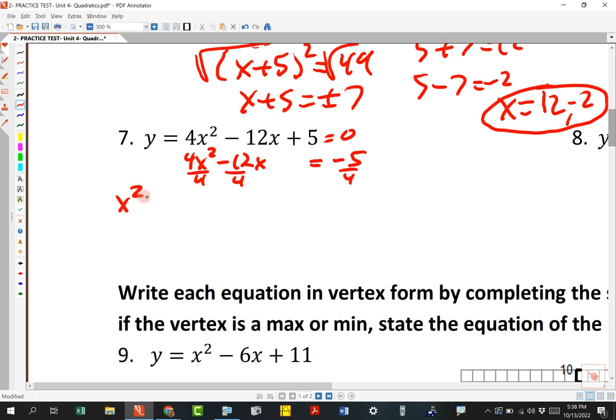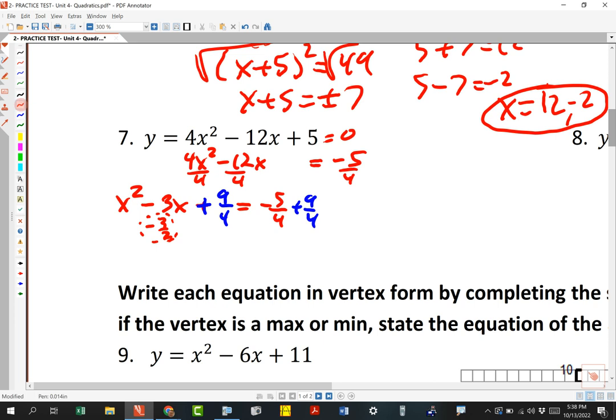And here's what I get. I get x squared minus, that's a negative 3x. Save room to complete the square. That's a minus 5/4. All right. And then we're going to take half the middle coefficient. So half of this is negative 3/2. I'm going to keep track of that for just a second. And then I'm going to square this. And when I square a negative or a positive, I still get a positive. And fractions are easy to square because I just square the top and bottom separately. So this is going to be a 9 on the top and a 4 on the bottom. So if I add 9/4 over here, I better add 9/4 on the other side. So this is going to be 9/4 on that side.